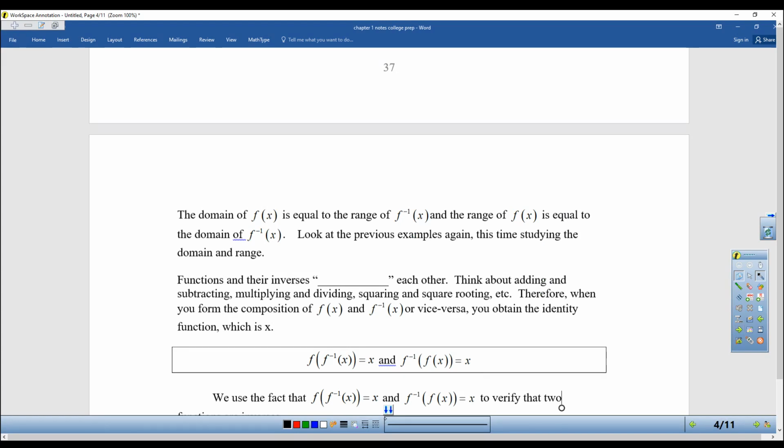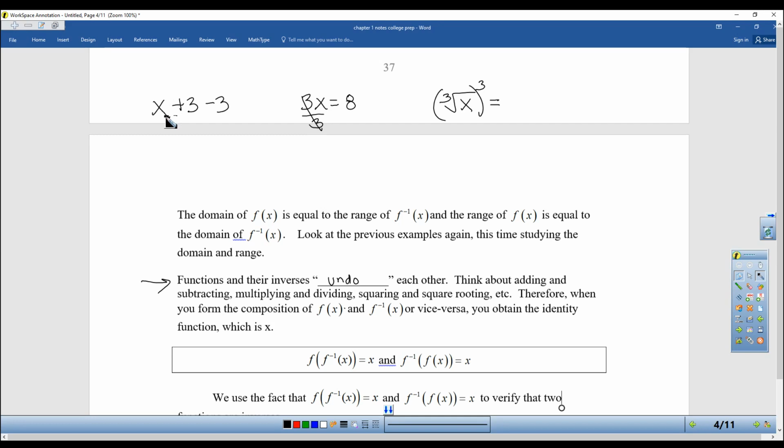Okay, so functions and their inverses undo each other. Think about all the inverses you already know. If you add 3, but then subtract 3, you've pretty much undone something. When you have an equation like this, how do you undo the times 3? You undo it by dividing. You've been doing inverses your whole life and never even thought about it. When you have a cube root, how do you undo it? With a cube.